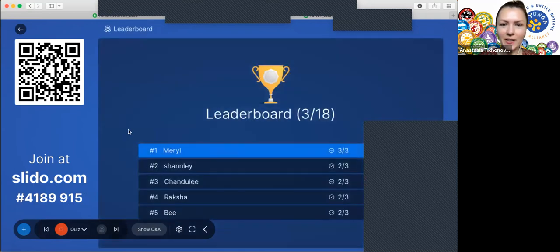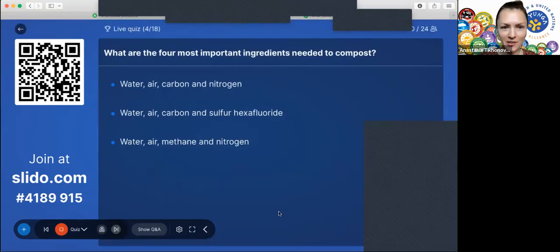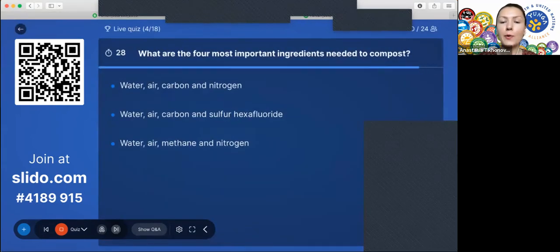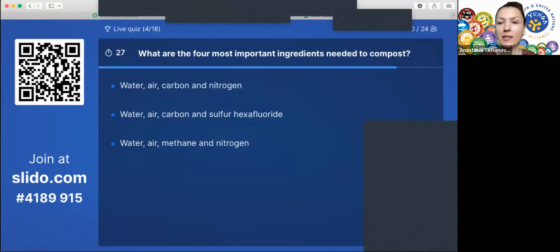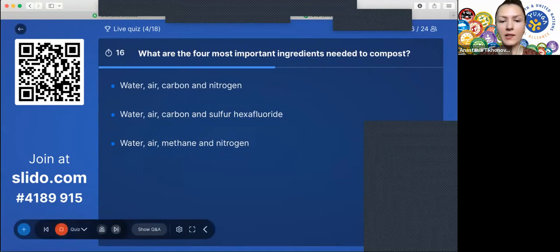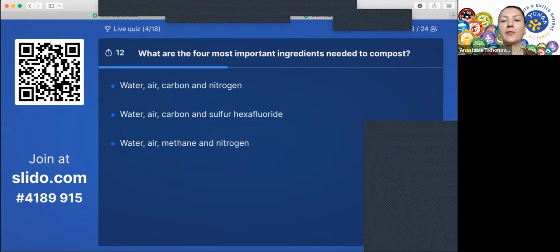And let's see our leaderboard. It's Meryl still. Very well done. Keep on going. The next question: what are the 4 most important ingredients needed to compost? Water, air, carbon, and nitrogen; water, air, carbon, and sulfur hexafluoride; or water, air, methane, and nitrogen. Please select the right combination of the ingredients that you need to compost.